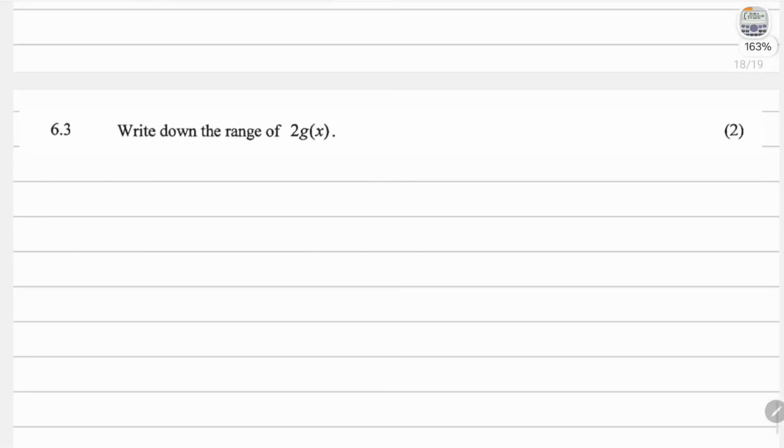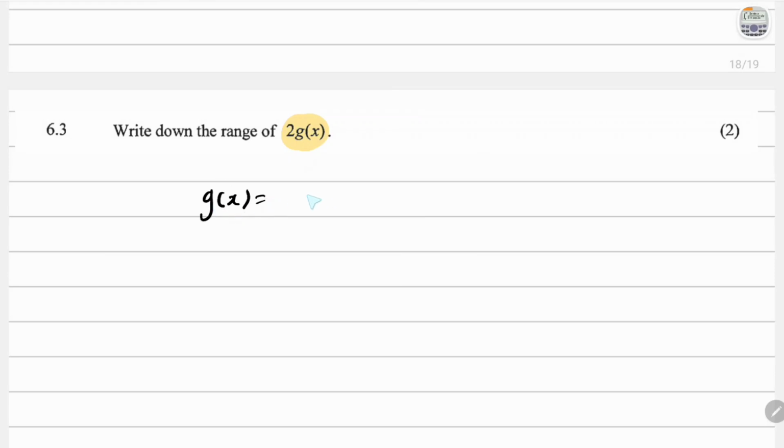The next question, 6.3, says write down the range of 2g of x. Okay, so they are already changing it. Think about what g of x already is. G of x, they told us, was equal to 2 sine 2x. But now they put in a 2 in front of that, so that just gets multiplied by 2. So 2g of x is times 2, which is 4 sine 2x.